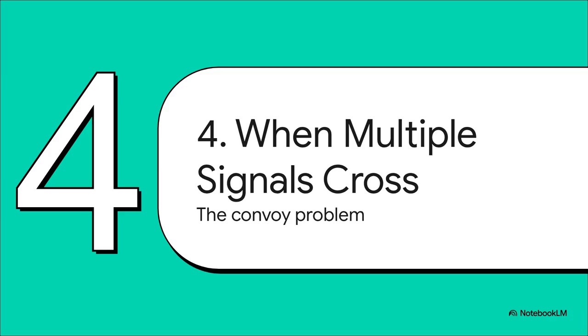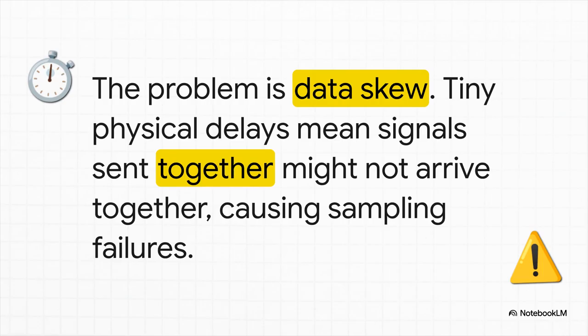Okay, so that 2 flip-flop synchronizer is great for a single bit, one messenger. But what if you need to send a whole group of signals at once? Not just one messenger, but a whole convoy, carrying a complex, multi-part message, like a number. Yeah, this is where things get tricky again. The problem is something called data skew.